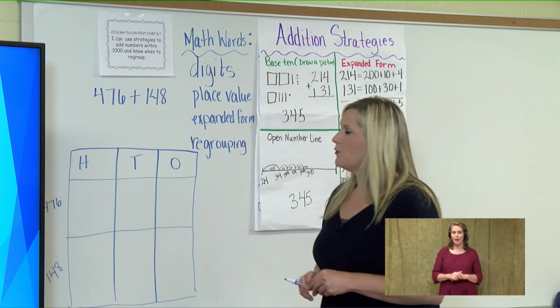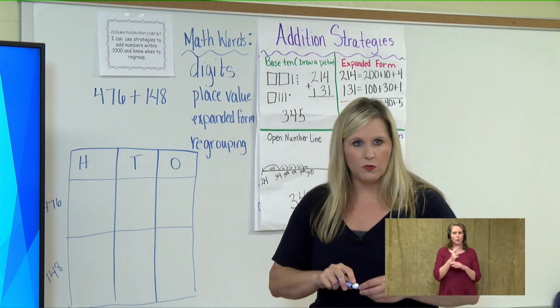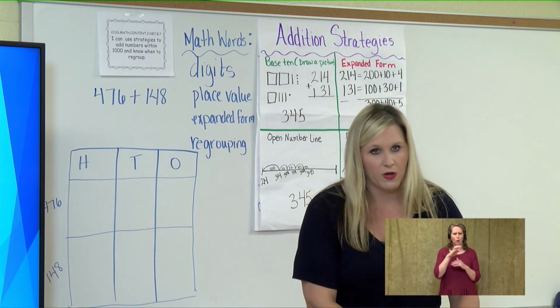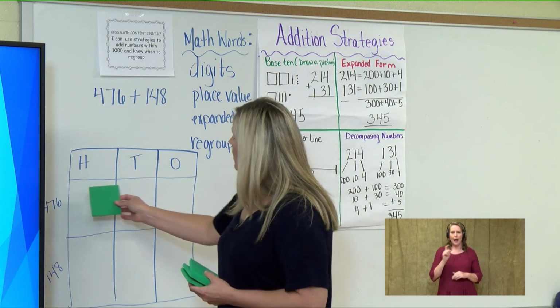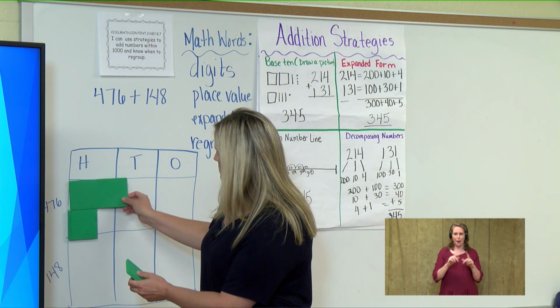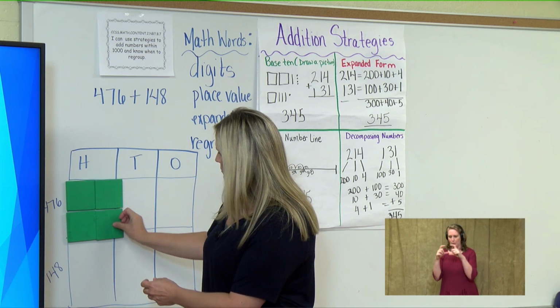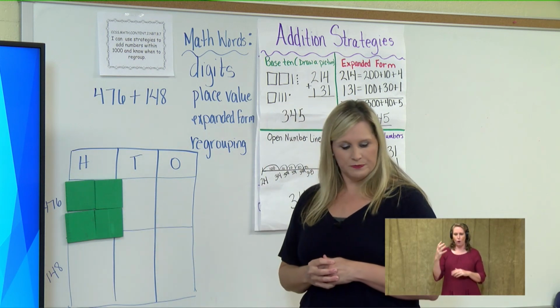So let's start out with 476. If I wanted to build 476, how many hundreds would I need? How many of these big squares would I need? All right, I would need 4 of these big squares. I don't have a whole lot of room, but I'm going to go ahead and just put them up here like this. So I need 4 hundreds. So 1, 2, 3, 4 hundreds.